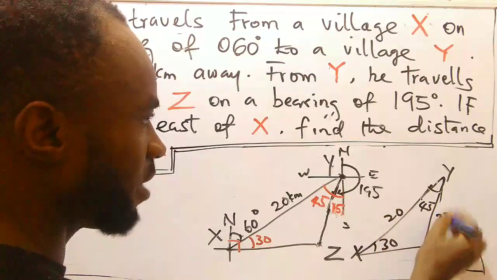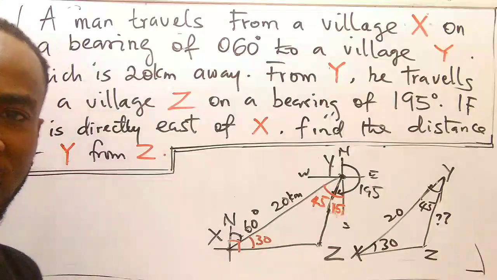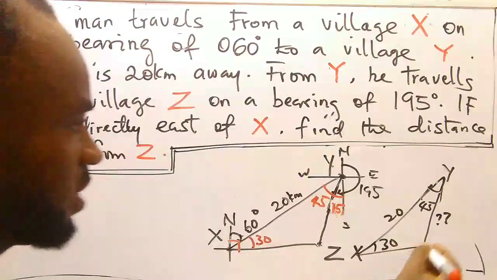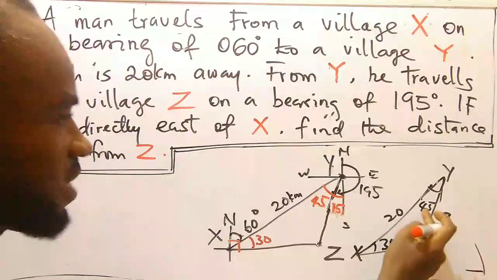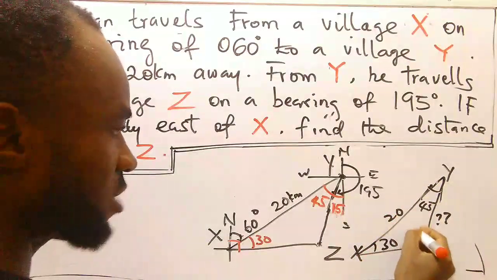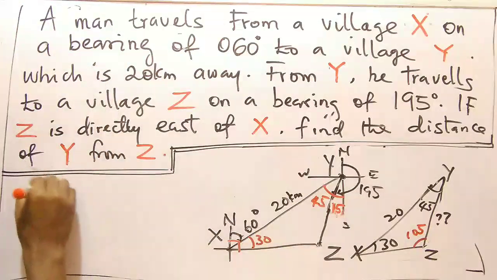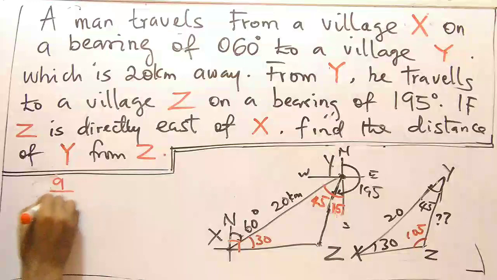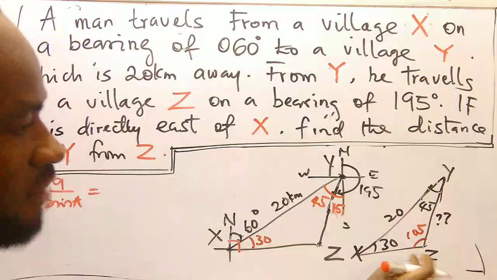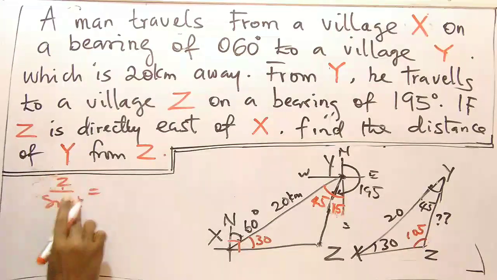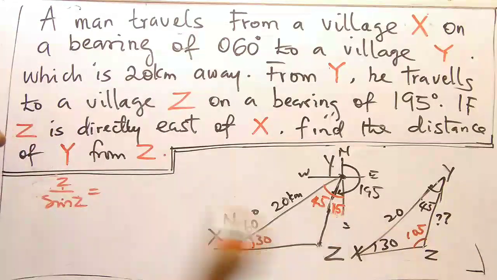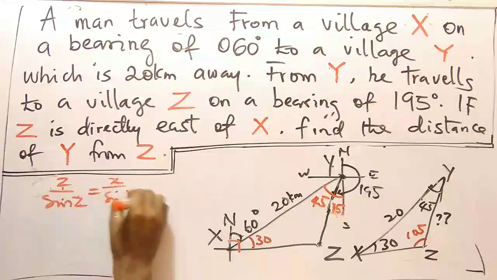So we are asked to find here YZ. This is what we are looking for. And how do we get that? We can get that using our sine rule. Now listen, if here is 45, here is 30, 180 minus 45 plus 30 will give us here as 105. So using the sine rule, which says A over sine A is equal to, this time we are not having A, what we are having now is Z. So let me use Z over sine Z is equal to, I'm going to use this, X over sine X.